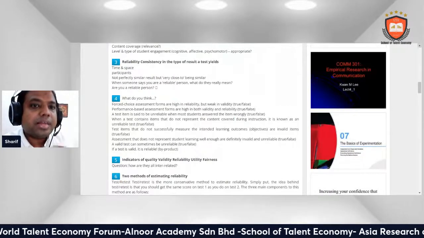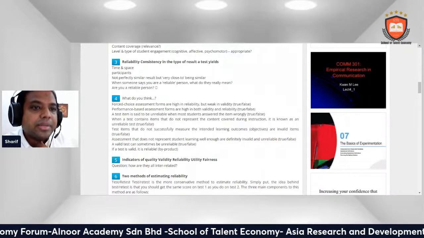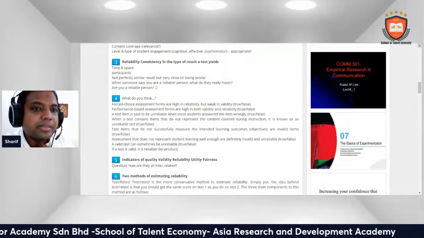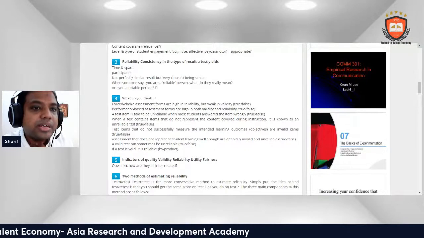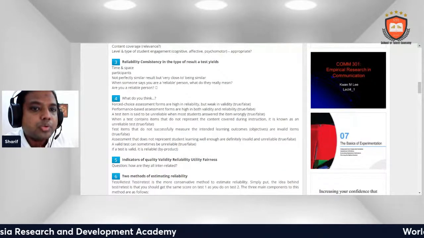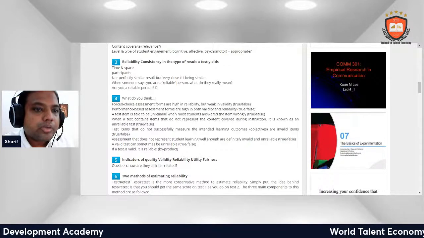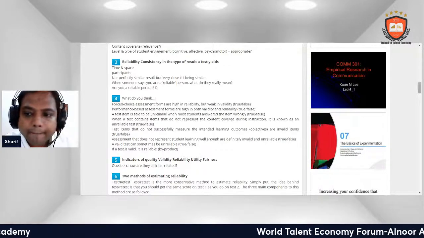Reliability is consistency in the type of result a test yields, across time, space and participants. Not a perfect, identical result, but very close to being similar. When someone says you are a reliable person, what do you really mean? Are you a reliable person? What do you think?